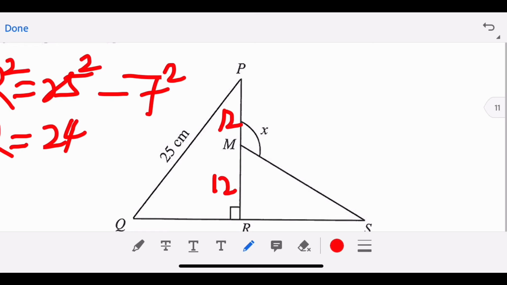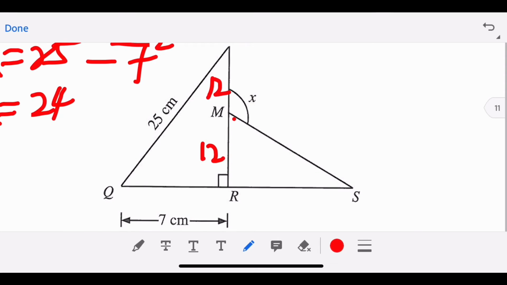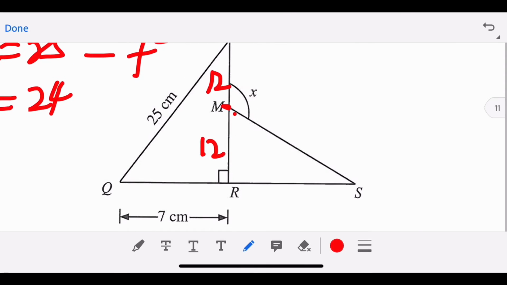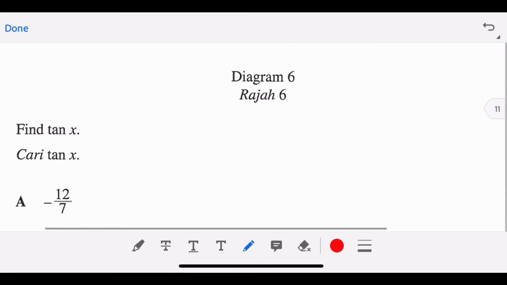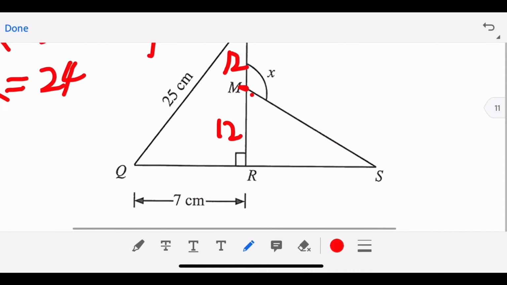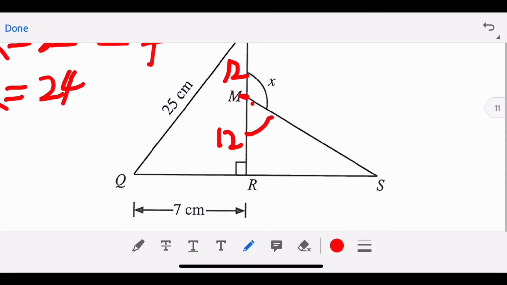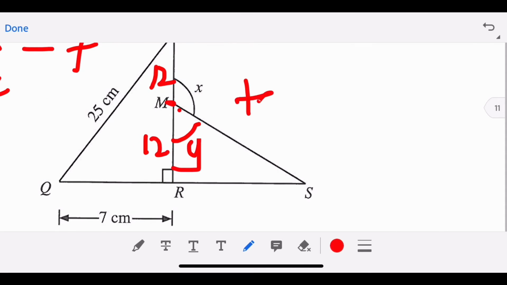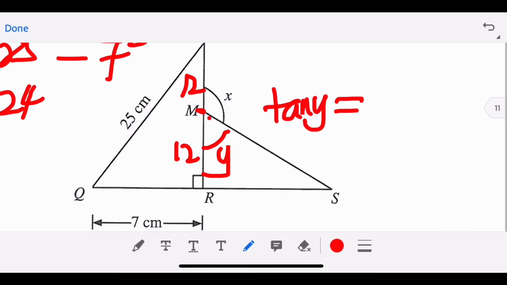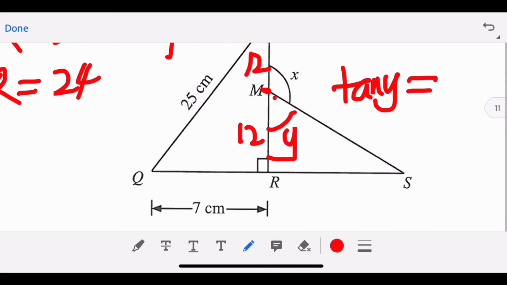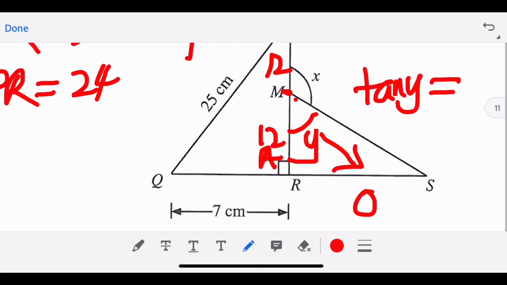So we will label the answer 24. And then because M is the midpoint, the length will be 12 each. Now we are asked to find tangent x, but we always find the angle that is adjacent to the x, because we can use the right angle triangle.